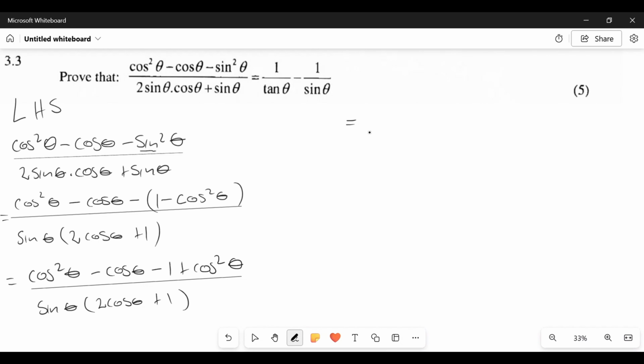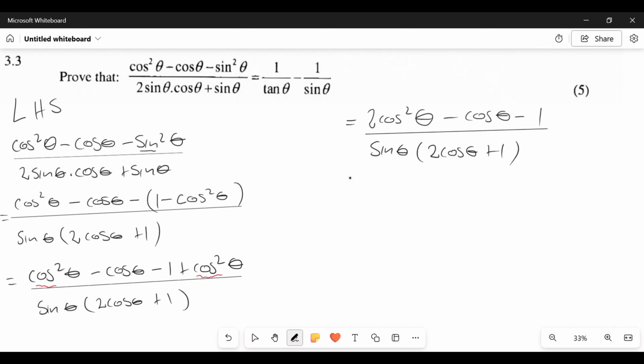If you continue there, let's look at the numerator. Let's look at the like terms here. We have cos squared theta and another cos squared theta, so they're going to add to each other. They're going to give you 2 cos squared theta minus cos theta minus 1. There we go. And then we divide them. On the denominator, nothing changes, guys. We still have sine theta multiplied by 2 cos theta plus 1. But if you look at the numerator there, guys, we have the trinomial.